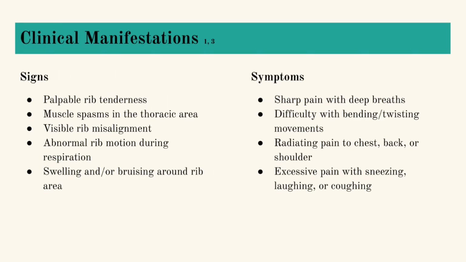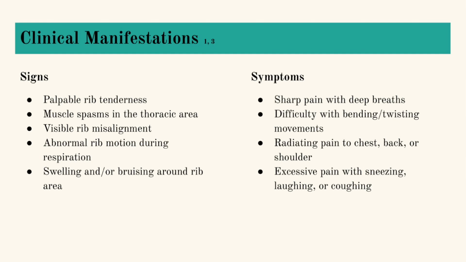So for the clinical manifestations, one common sign of this condition is palpable rib tenderness, particularly around the costovertebral joints. This tenderness is often localized, but can radiate along the intercostal spaces. We also have muscle spasms in the surrounding thoracic musculature that are common and occur as a protective response to dysfunction. Patients may present with visible rib misalignment where one or more ribs appear out of place or less prominent than others, especially during respiration.